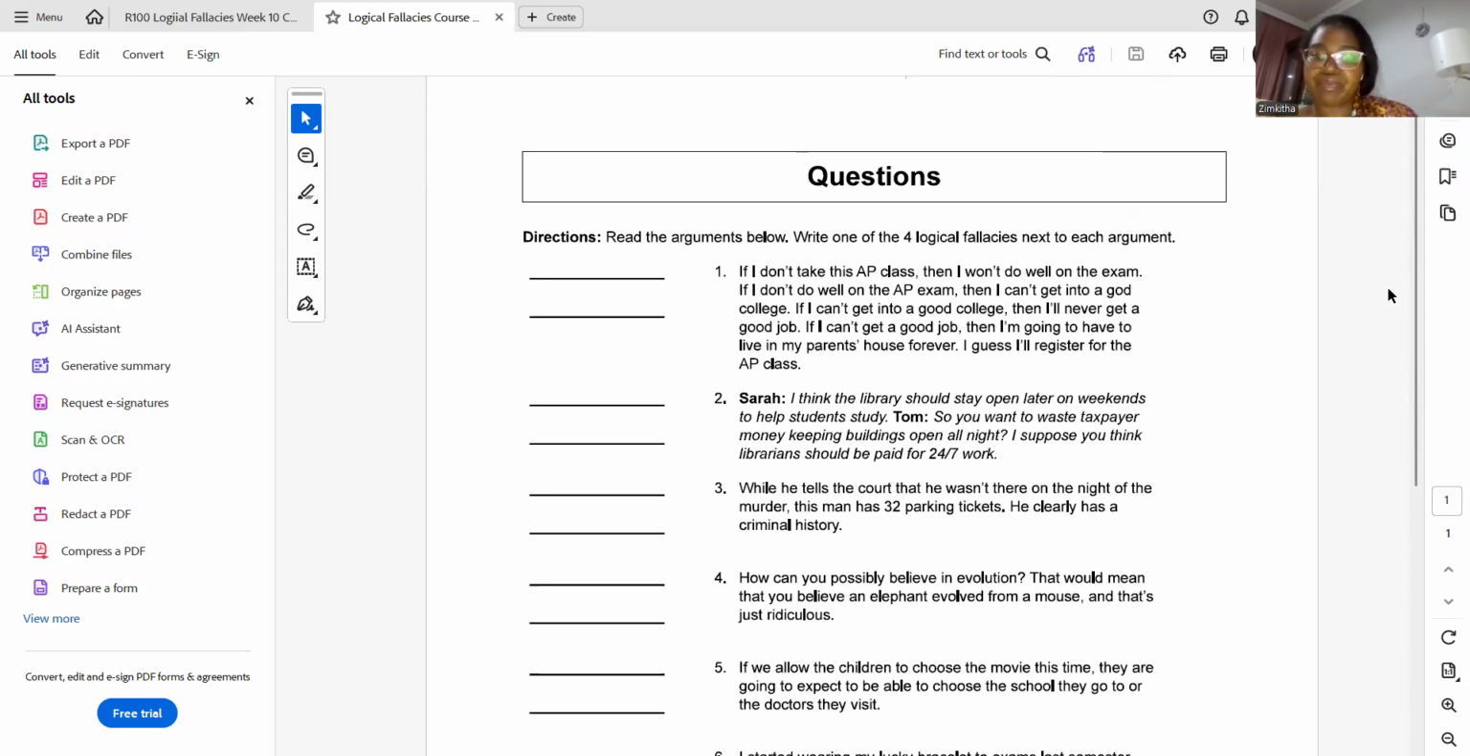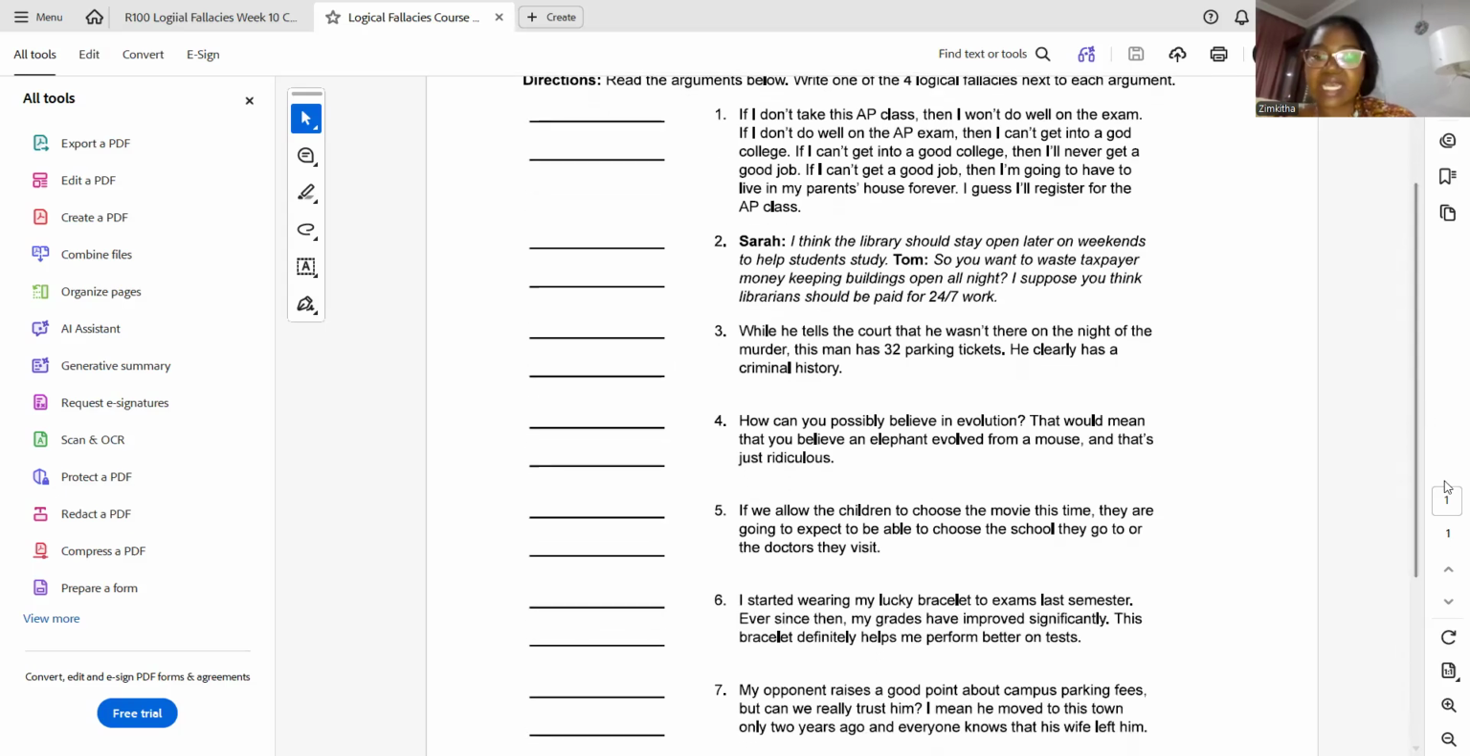So let's look at number one. Number one says, if I don't take this AP class, then I won't do well in the exam. If I don't do well in the AP exam, then I can't get into a good college. If I can't get into a good college, then I'll never get a good job. If I can't get a good job, then I'm going to have, so it's telling you all the different steps. And guess what? All right. I'm going to have to live with my parents in my parents' house forever. So it's from one small exam to an extreme outcome. We call that the slippery slope. So this one is a classic example of the slippery slope. So let's look at number 2.